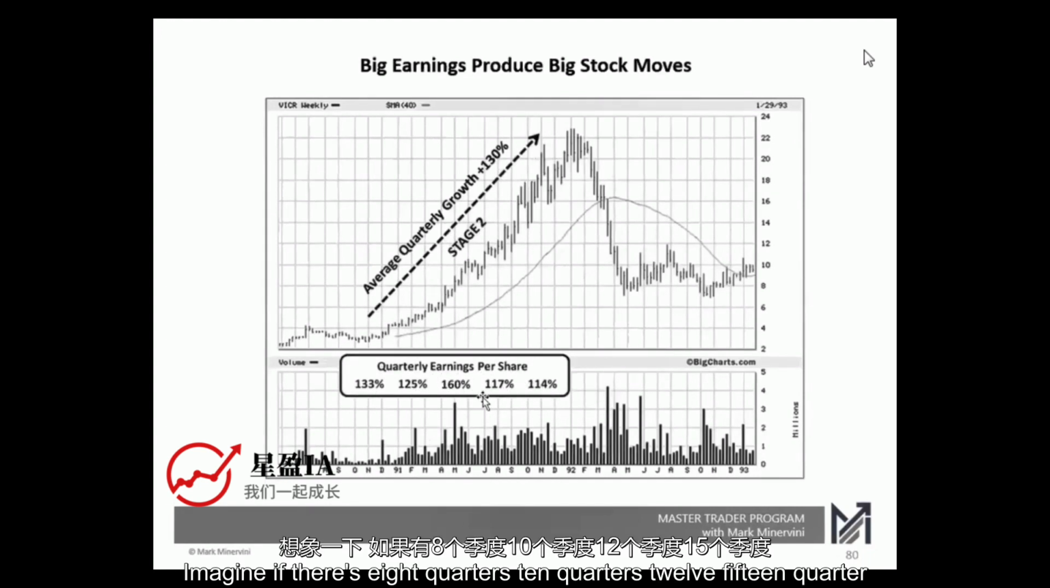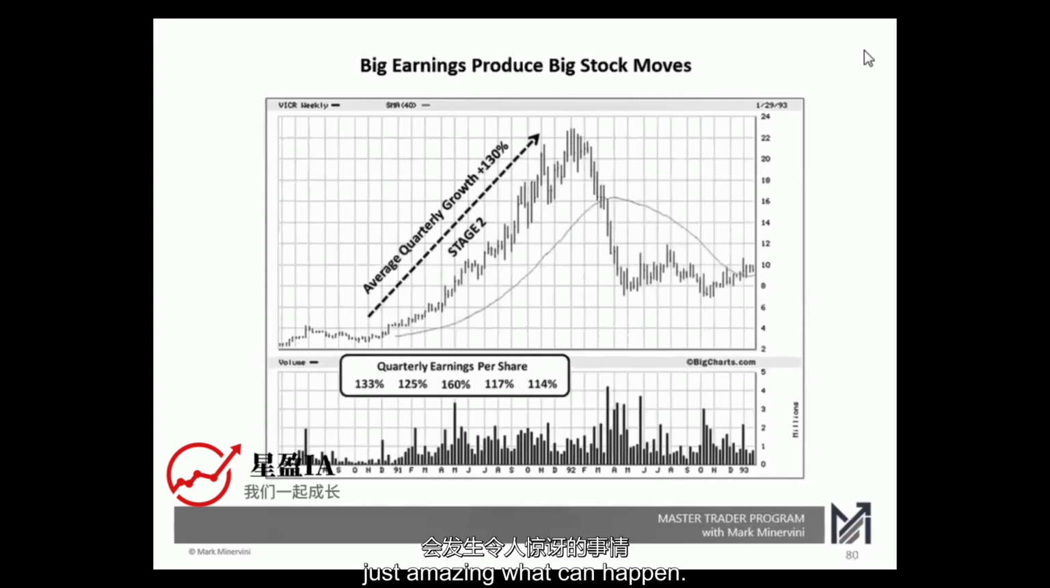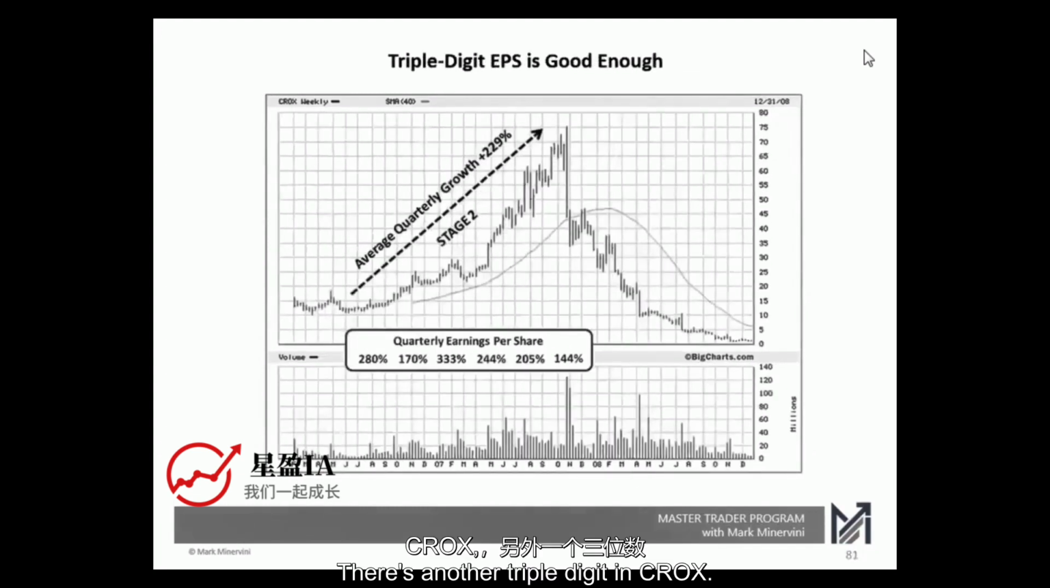So imagine if there's 8 quarters, 10 quarters, 12, 15 quarters. Just amazing what can happen. Here's another one, triple digit, of course, in Crocs. Now, again, they weren't good enough at the end. And we got that differential disclosure.